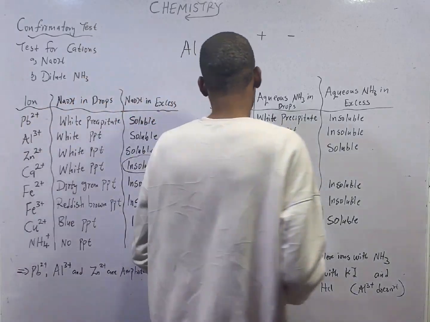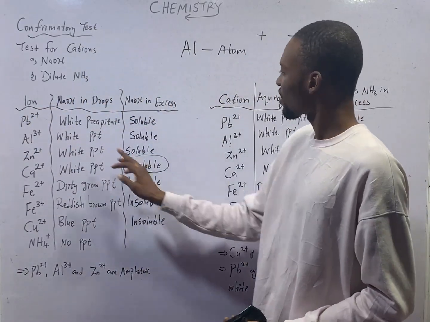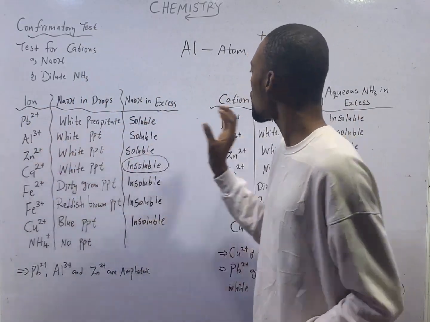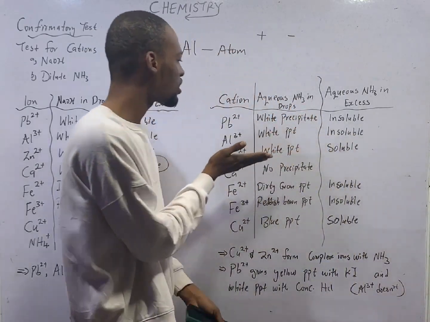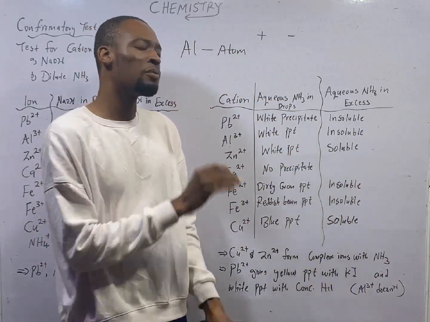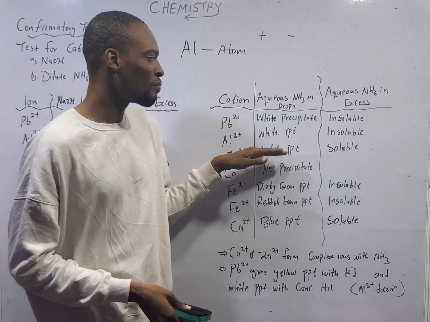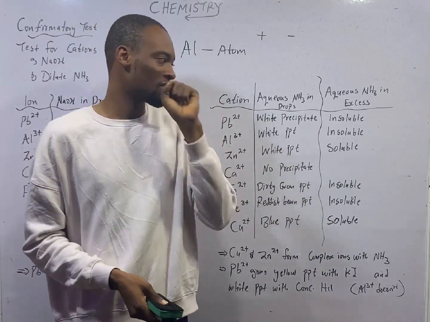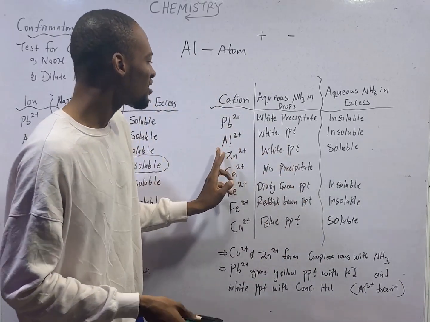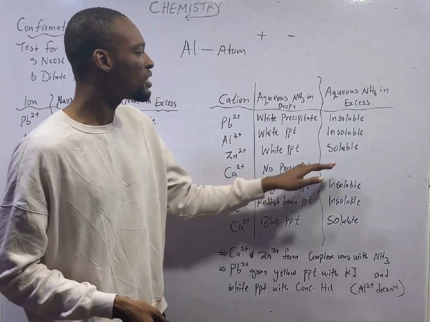You see, they are repeating what they did here. Lead, aluminum, and zinc will also form white precipitate with aqueous ammonia in drops. But a problem comes in. Only zinc ion will be insoluble.